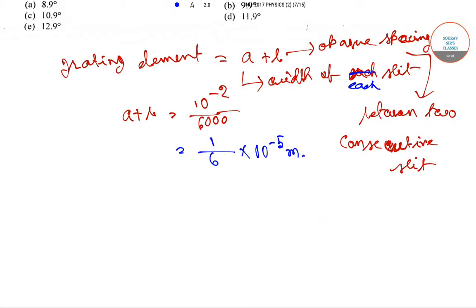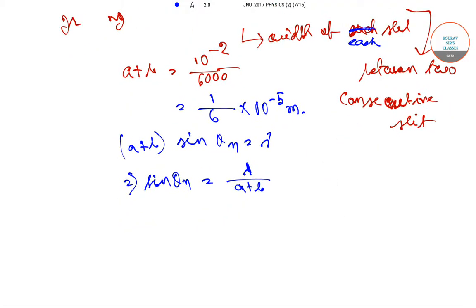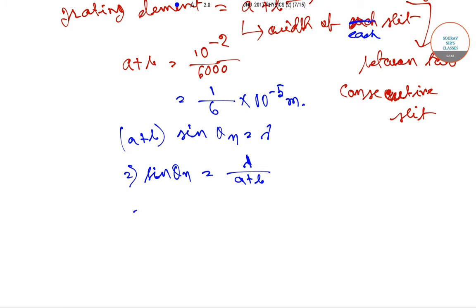So here we can write (A plus B) sin theta n is equal to n lambda. So sin theta n is equal to lambda by A plus B, and theta n is equal to sin inverse of lambda by A plus B.